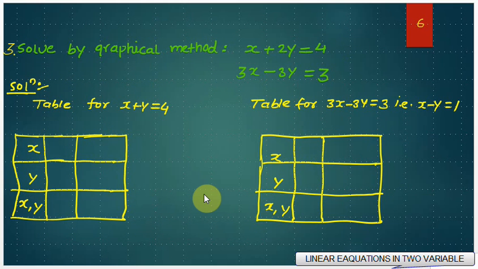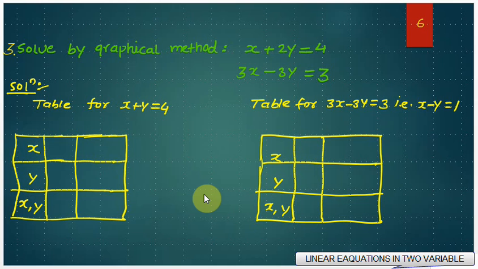Let's take one more example. Solve by the graphical method: x + 2y = 4 and 3x - 3y = 3. Generally, such questions are asked in an exam. How to solve these simultaneous equations by the graphical method?